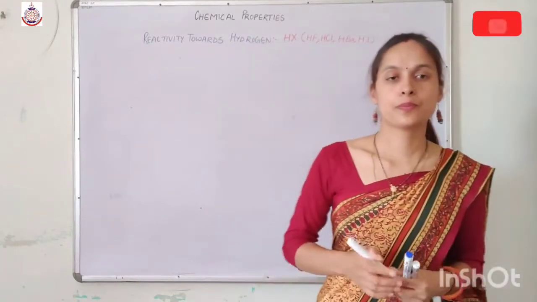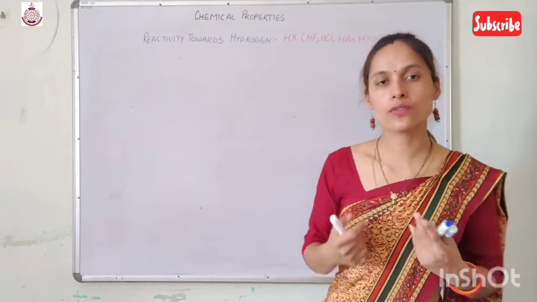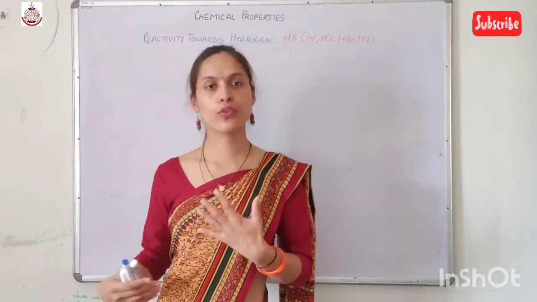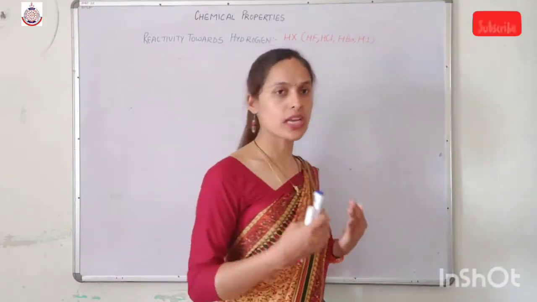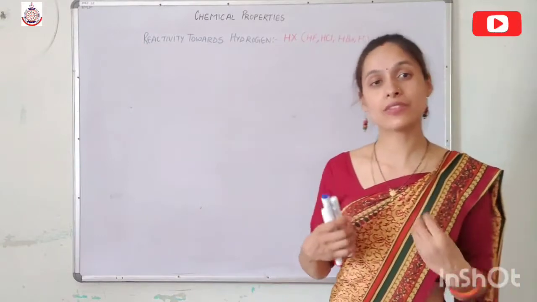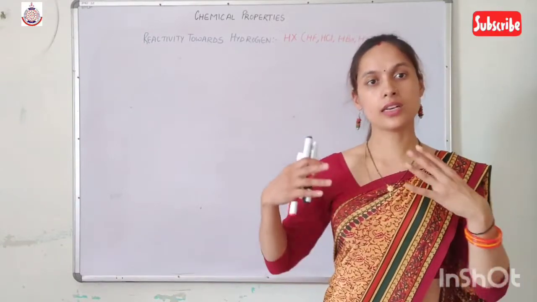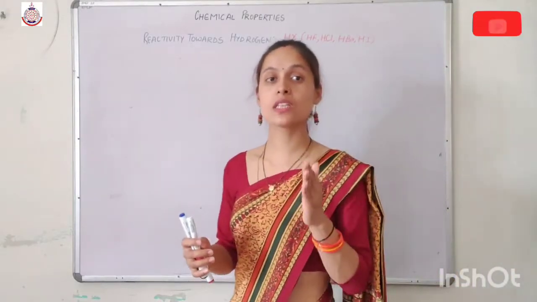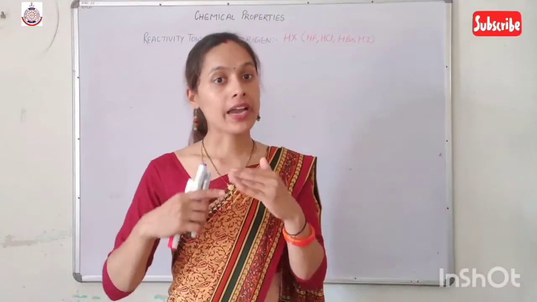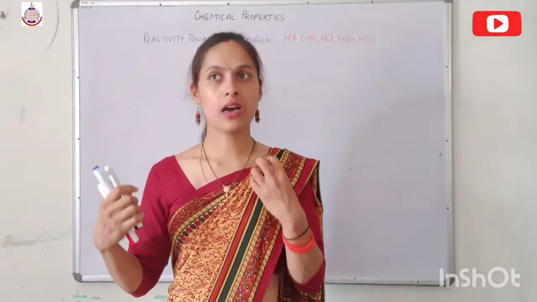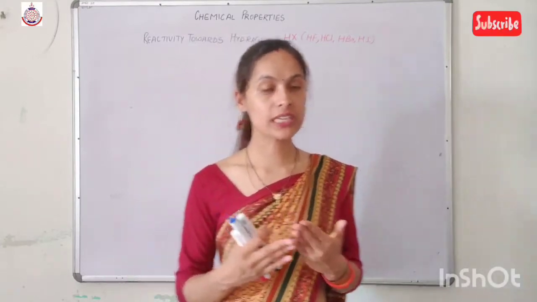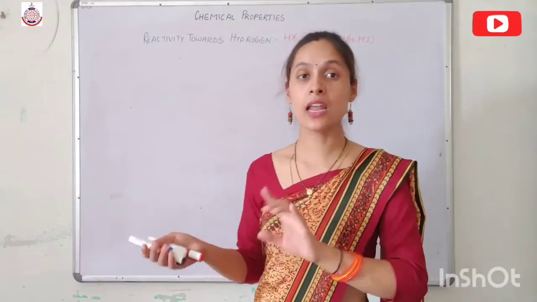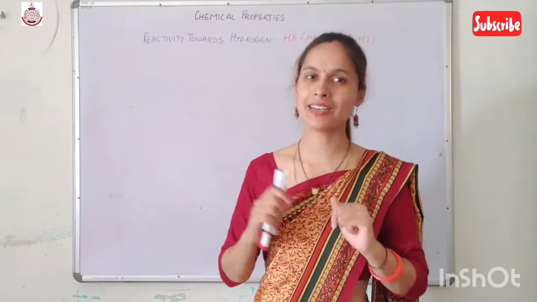Though the reactivity of the halogens with hydrogen decreases as we move from fluorine to iodine, fluorine reacts with hydrogen violently even in the dark. Means even in the dark, the reaction between hydrogen and fluorine is violent. But hydrogen reacts with chlorine in diffuse sunlight. Hydrogen reacts with bromine only when heating. And hydrogen reacts with iodine upon heating in the presence of platinum as a catalyst.